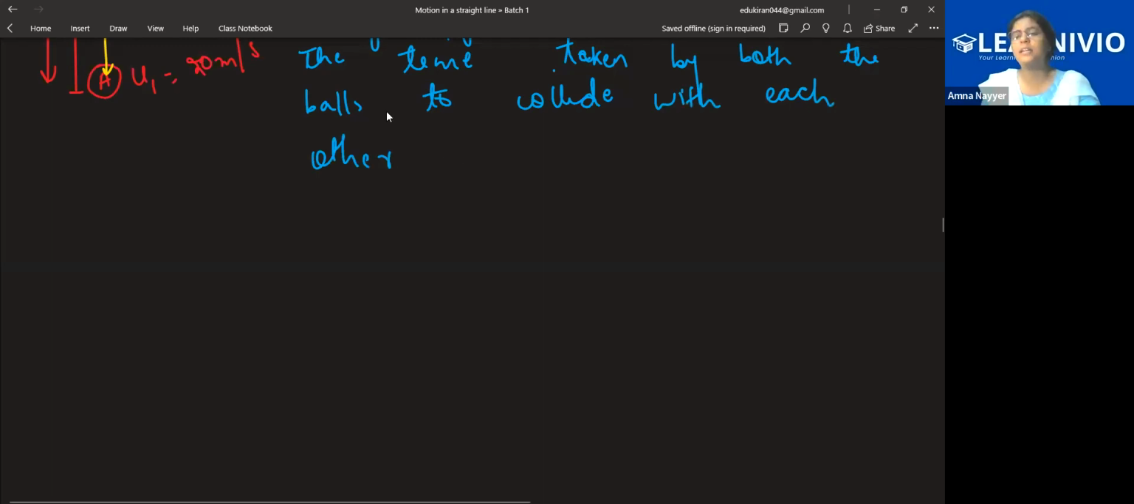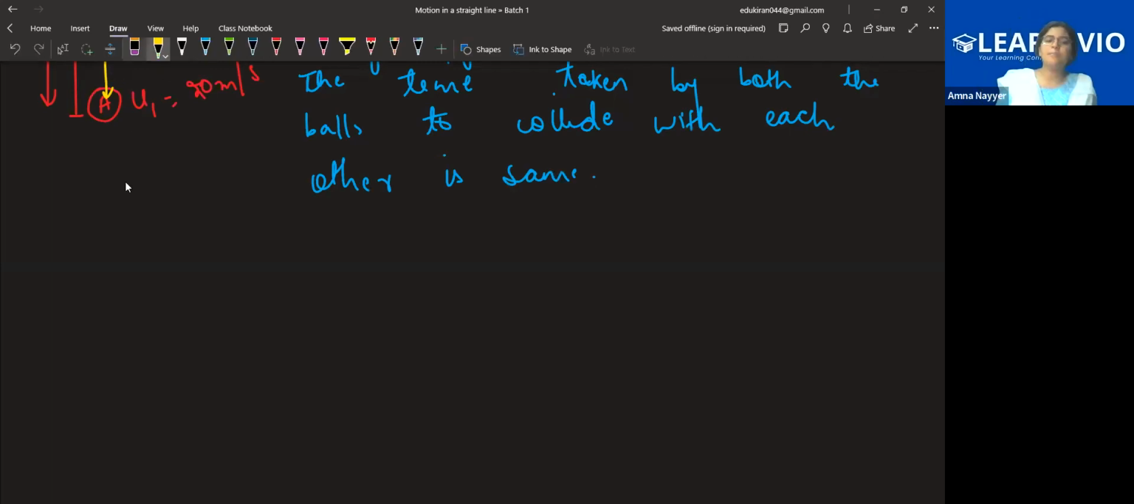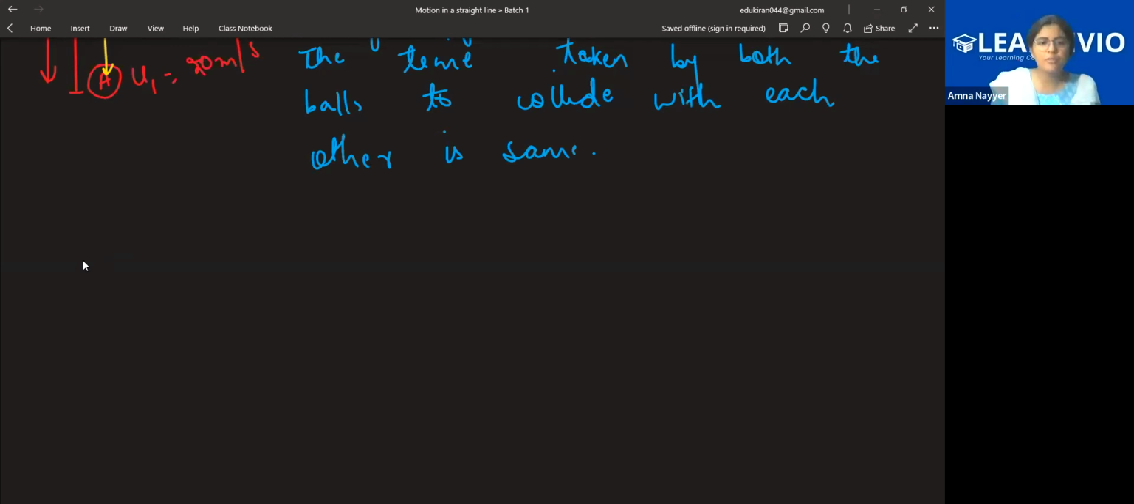Class, the time taken by both the balls to collide with each other is the same. Now let us take that time as some t. Now we have two balls, ball A and ball B. Let's just talk about ball A only, to reach that point, and that separation is x.